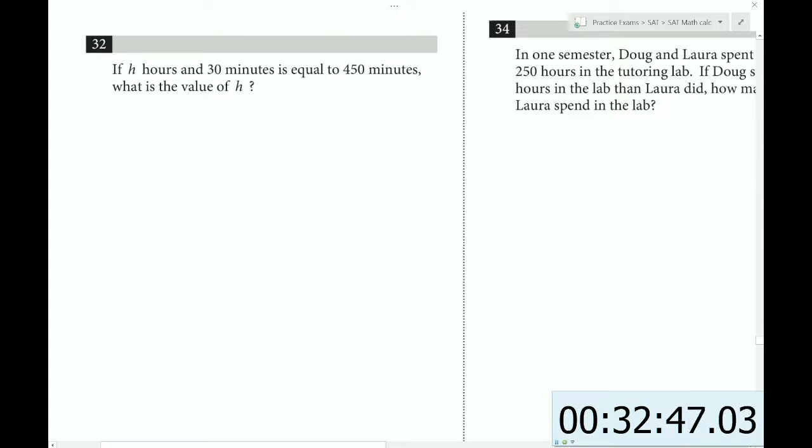If h hours and 30 minutes is equal to 450 minutes, what is the value of h? Well, the first thing you can do is subtract 30 minutes off of 450, so you get 420 minutes. That corresponds to h hours.